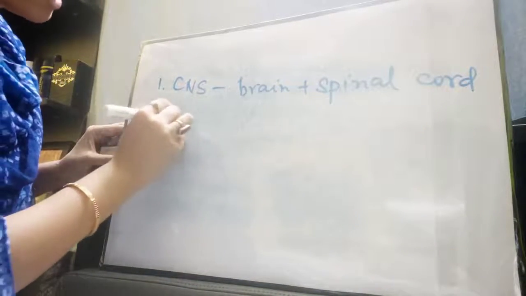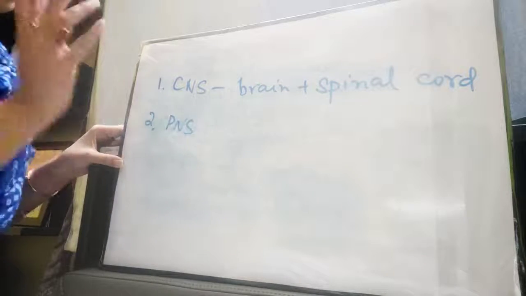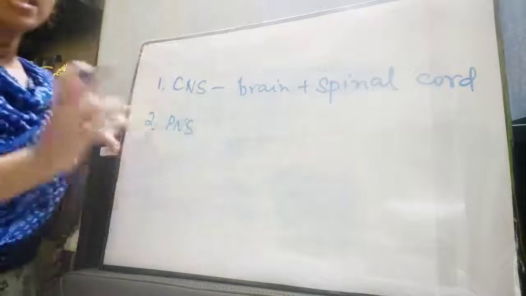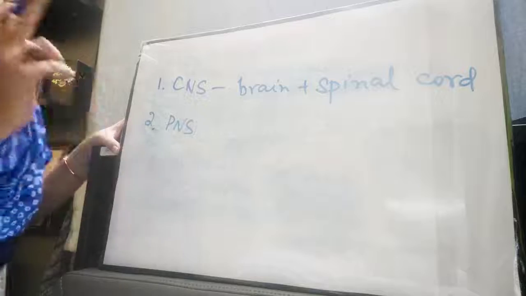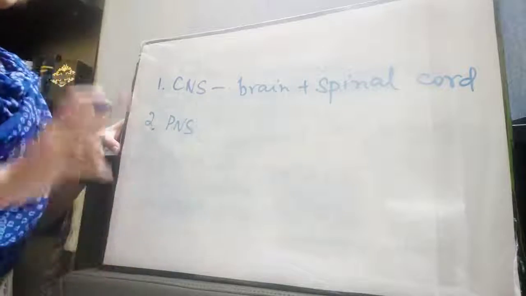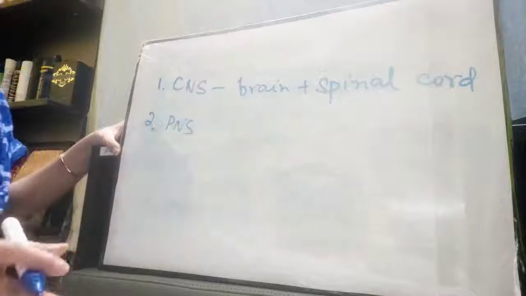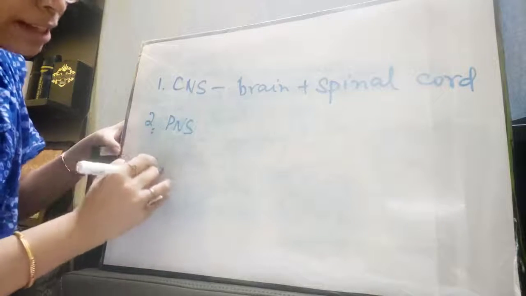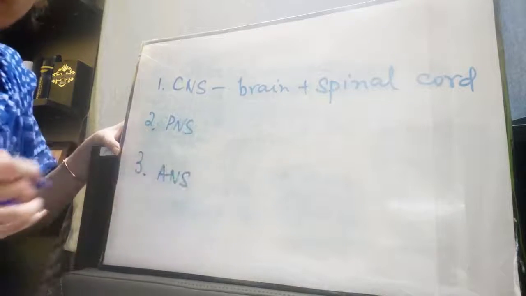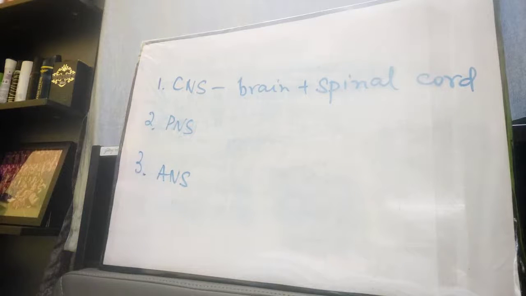Number two, PNS, the peripheral nervous system. This category of the nervous system constitutes all the nerves that arise from the brain and the spinal cord. I will show you pictures, and you will understand better then. And the third one is the ANS, the autonomic nervous system. So these are the three categories of the nervous system.